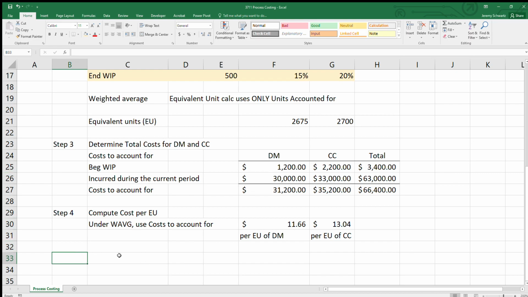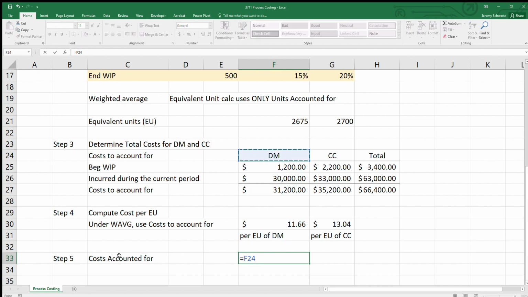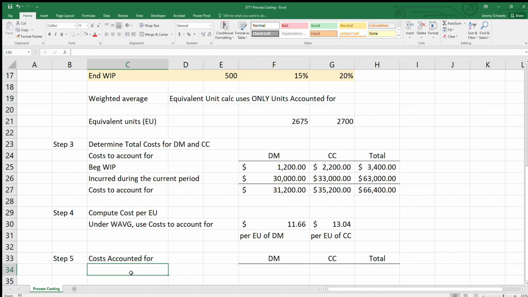And now what we've all been waiting for is in step 5, we are going to assign total manufacturing costs to units in ending inventory and to those that were completed and transferred out. So basically what we're doing is costs accounted for. And so similarly, we will bring this formatting down. It will go to the cell, but it doesn't really like the formatting so much, so we'll go through and make these extra steps.